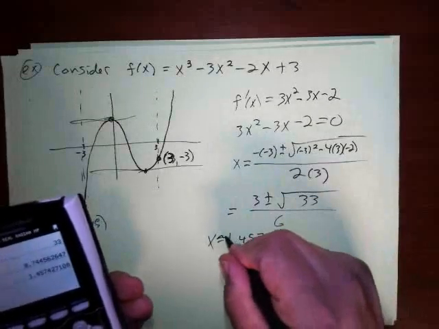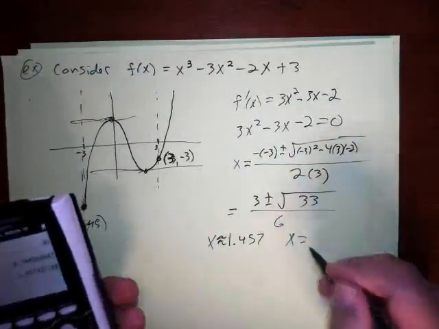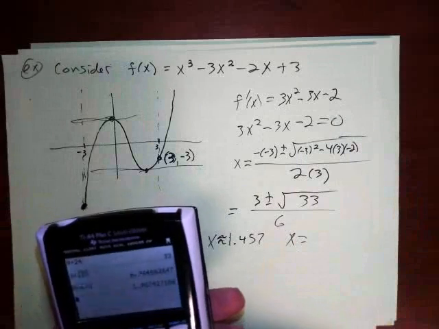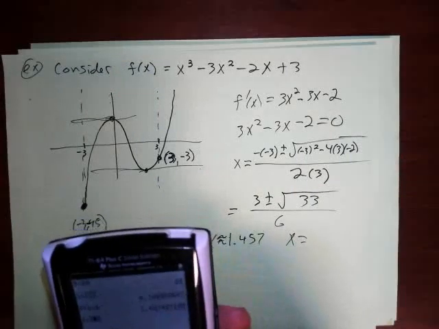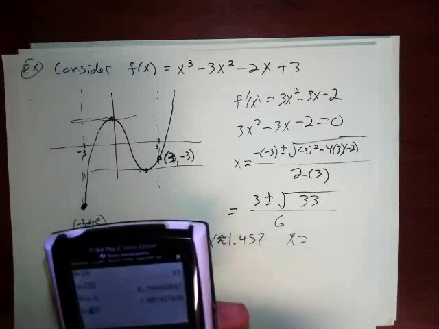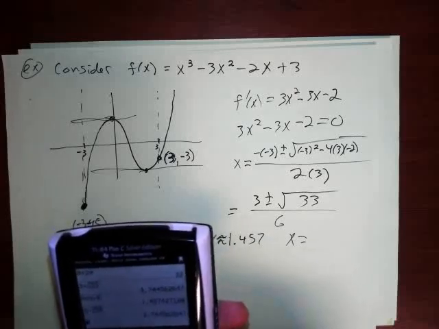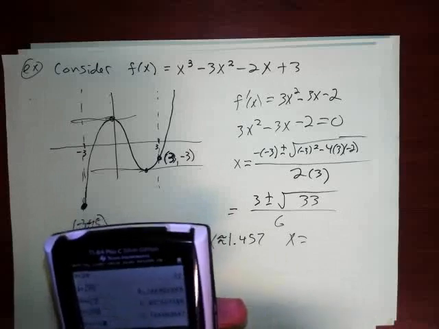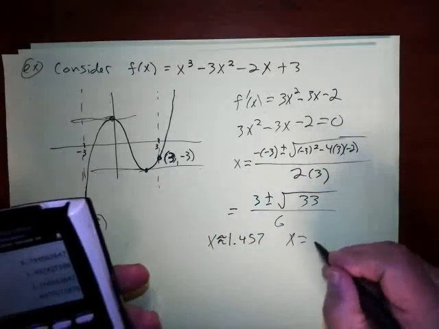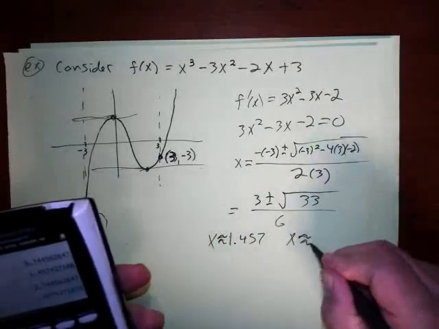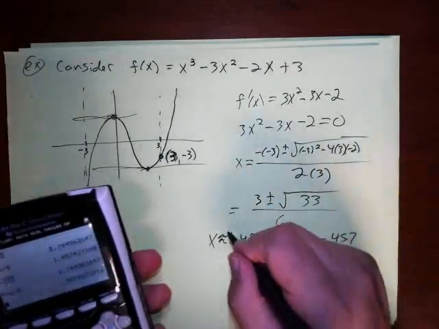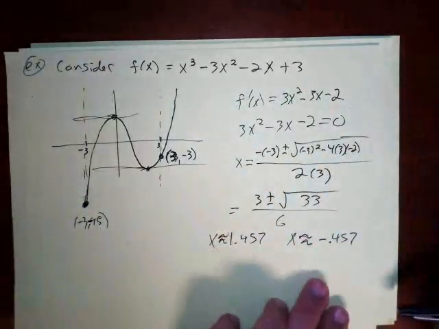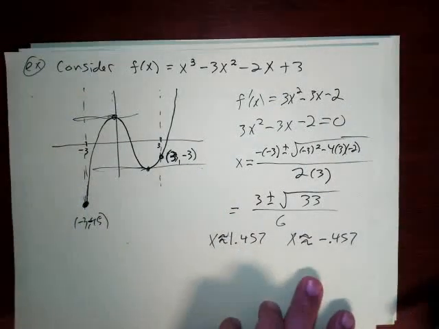And so one of my roots is approximately 1.457. And then the other one is going to be 3 minus the square root of 33 divided by 6, and the other one is approximately negative 0.457. So not at all obvious, right? These are irrational numbers, okay?